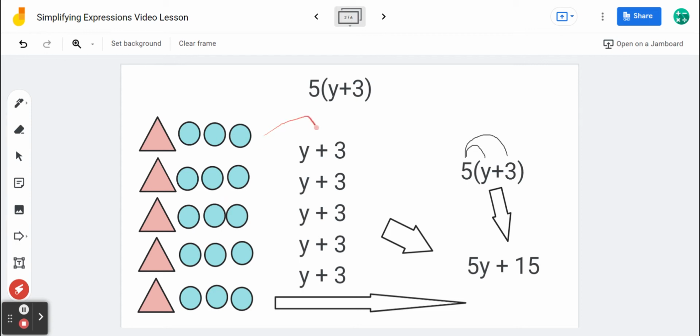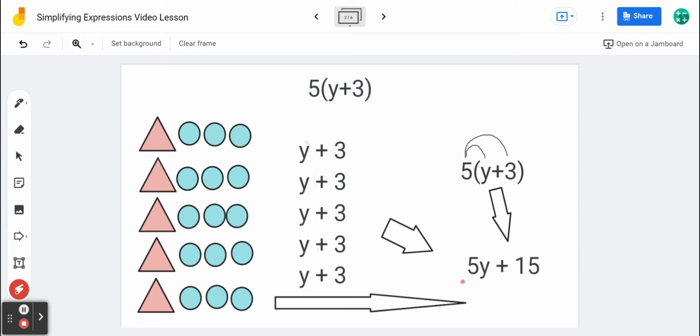And then we took it a step further. We said, well, let's learn how to add. So I wrote this expression, y plus 3, 5 times. 1, 2, 3, 4, 5. This time I wrote it vertically. That way we can see, I can add all these y's.